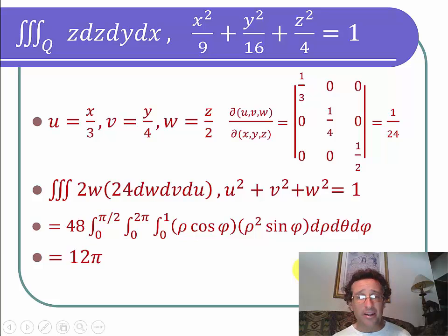And this is not a hard integral. I'll let you work this out. If you're allowed to use a calculator or a computer, go ahead. Not too bad by hand. And I got 12 pi when I worked this out.